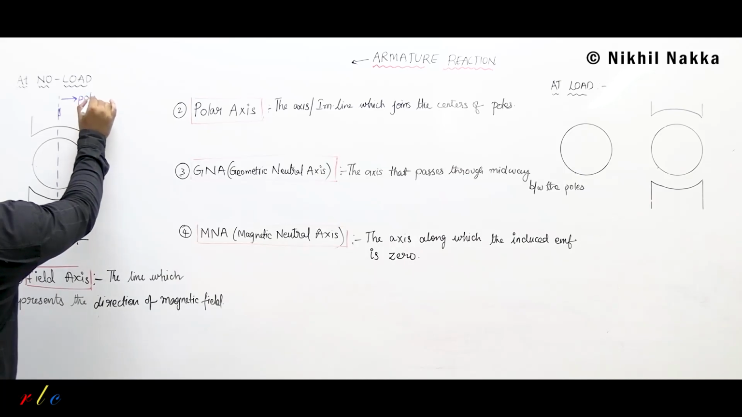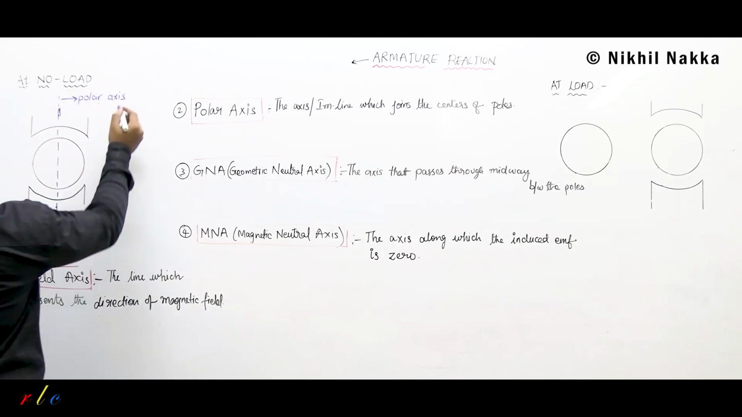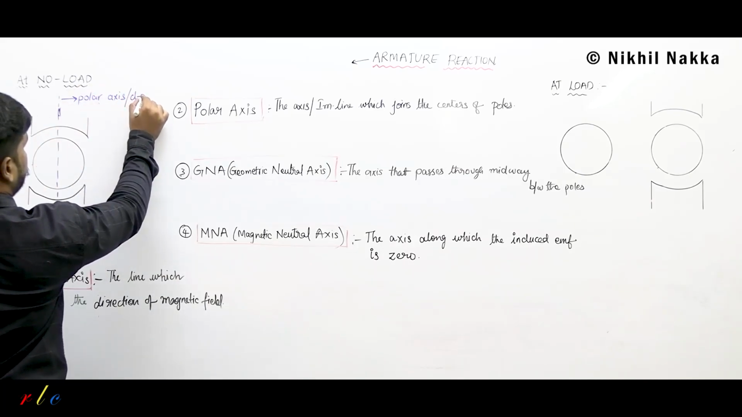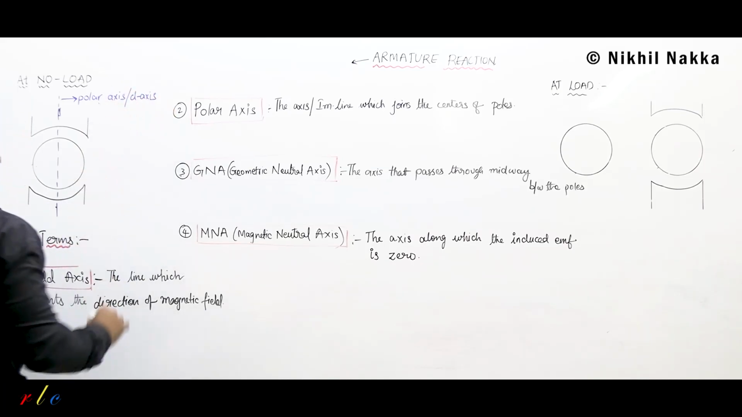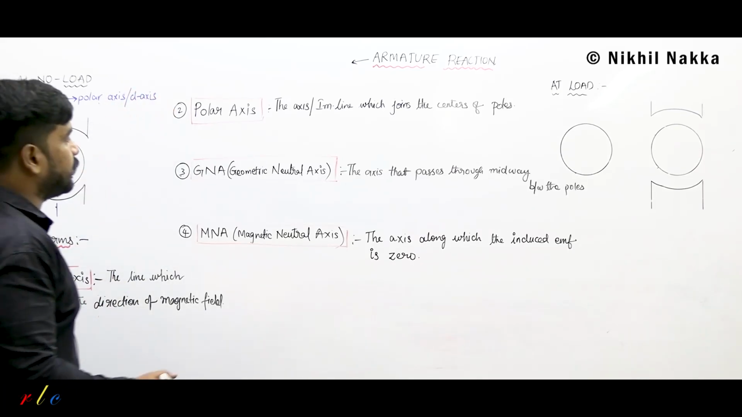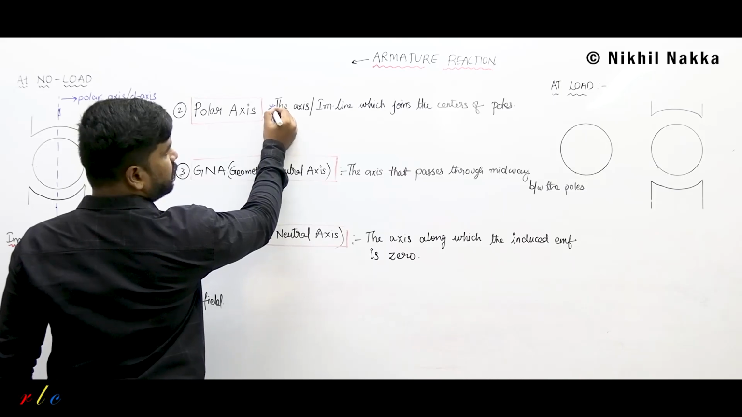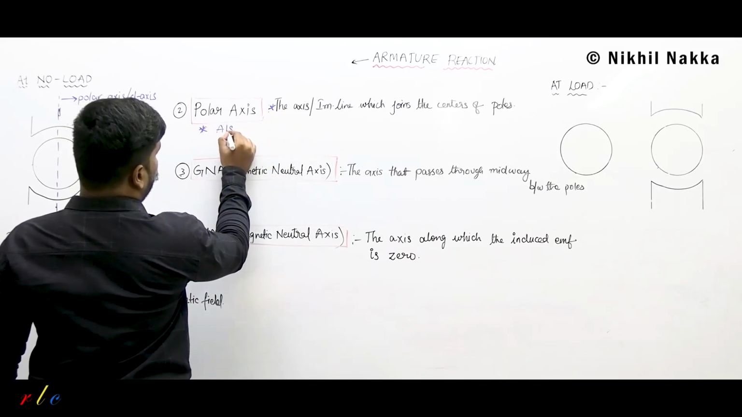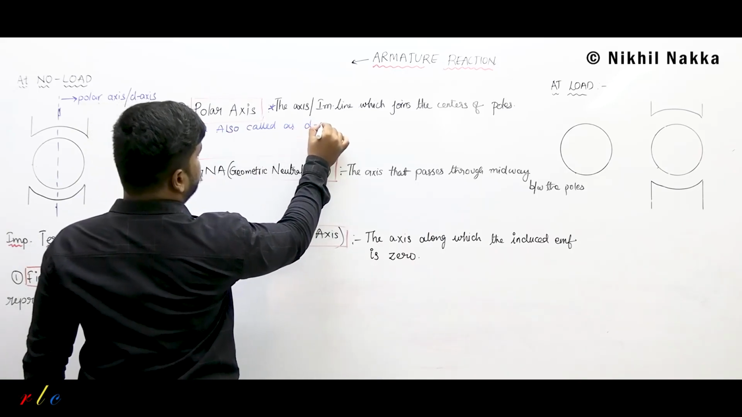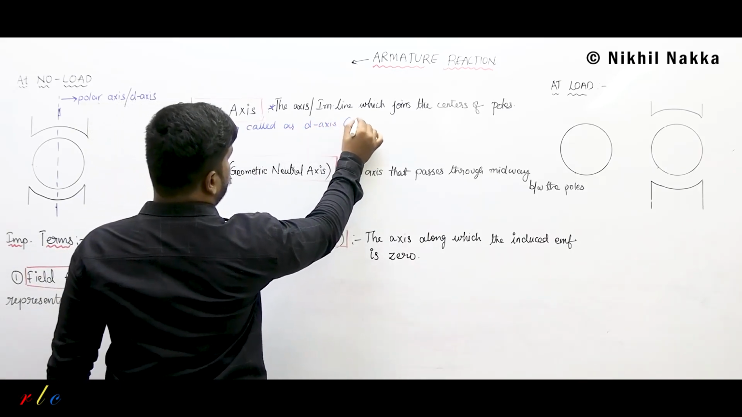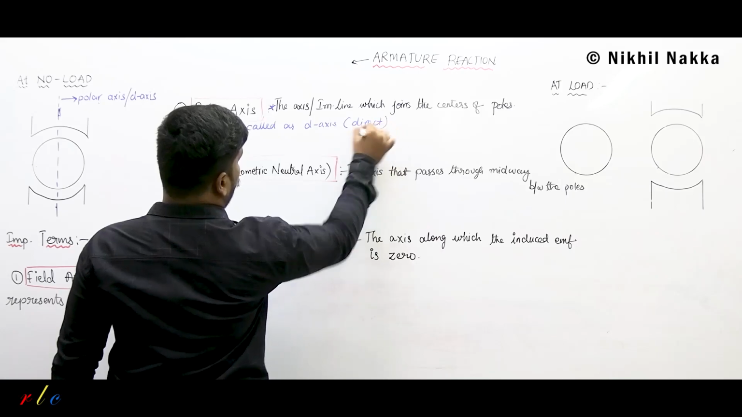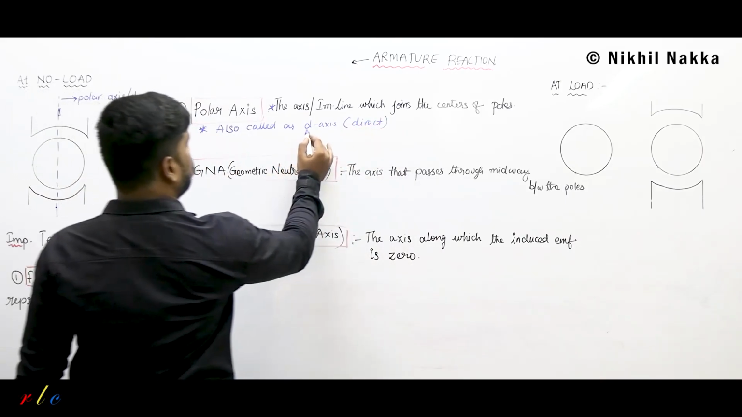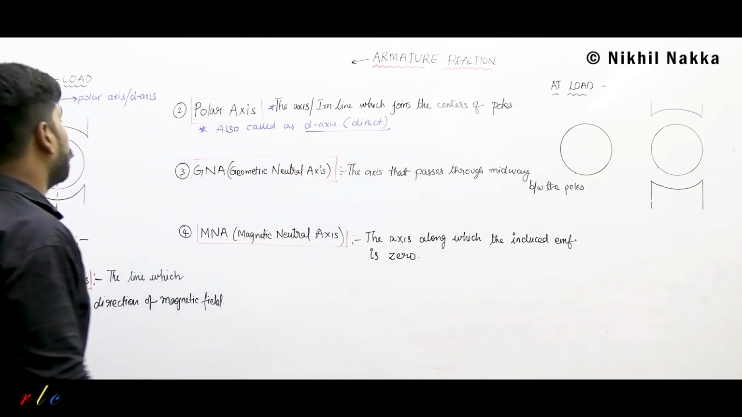Polar axis. And another thing to note is this polar axis is also called the d-axis. It has another name called d-axis. So you can write it down here. This becomes the first point, and the second point is that it is also called the d-axis, where d means direct axis. Okay, direct axis, it's also called d-axis or direct axis.